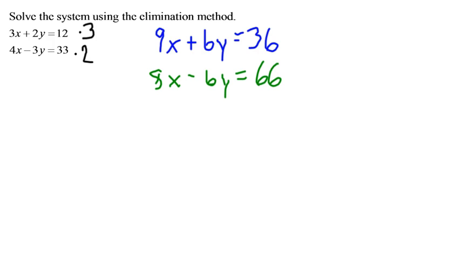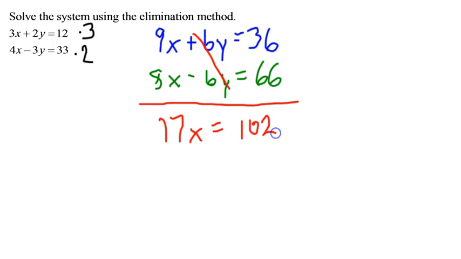Now once we have this, we multiply them each by some value. Going to add them vertically. 9x plus 8x, 17x equal to positive 6, negative 6y. Those cancel out. 36 plus 66, 102. You divide x by 17. 102 divided by 17, x is equal to 6.